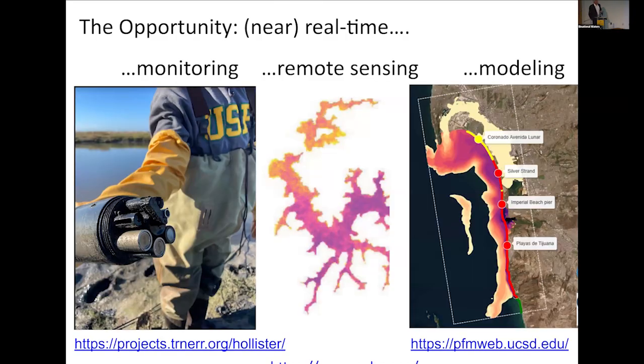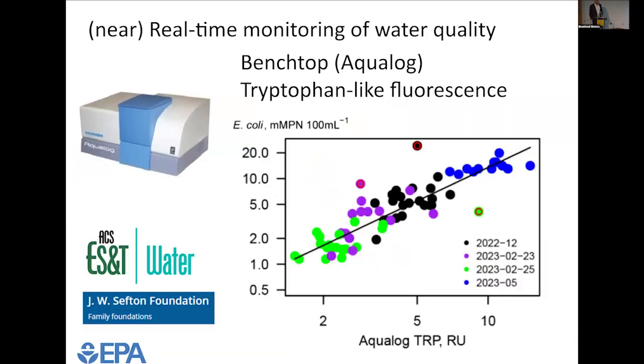Okay, so there's an opportunity then, we think, to have a three-pronged approach to understanding remaining issues with storm flow, sediment, and flooding, which is a combination of advanced monitoring, remote sensing, and modeling. And there's websites for each one of these. I'm going to talk about each one of these in sequence.